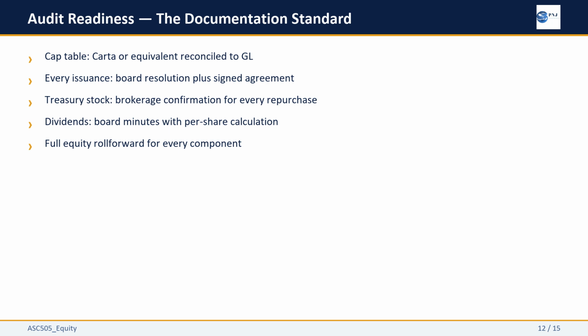Audit readiness comes down to documentation. Your cap table must reconcile authorized, issued, outstanding, and treasury shares to the general ledger. Every share issuance needs a board resolution and signed agreement. Every treasury stock repurchase needs a brokerage confirmation. Every dividend needs board minutes with the per share calculation, record date, and payment date. And you need a full roll forward for every equity component, each one tying to the financial statements. When auditors arrive, you should be able to hand them a complete package, not spend fieldwork assembling support.